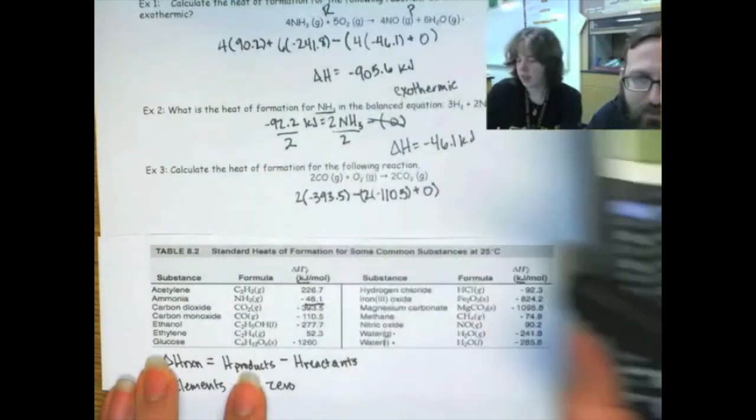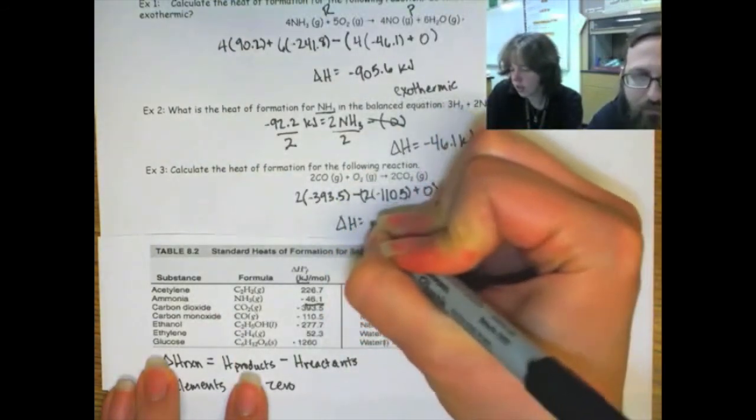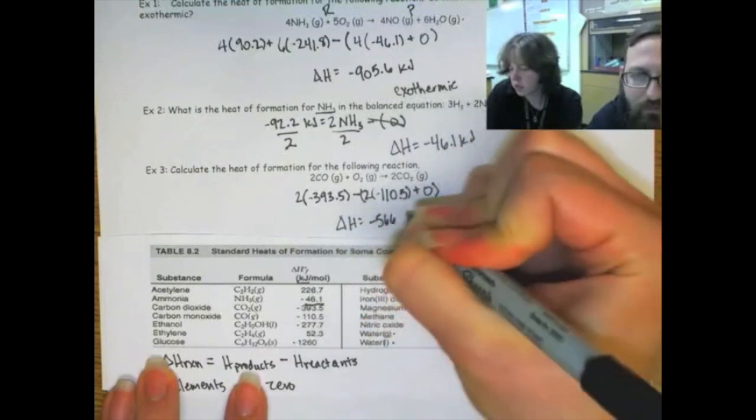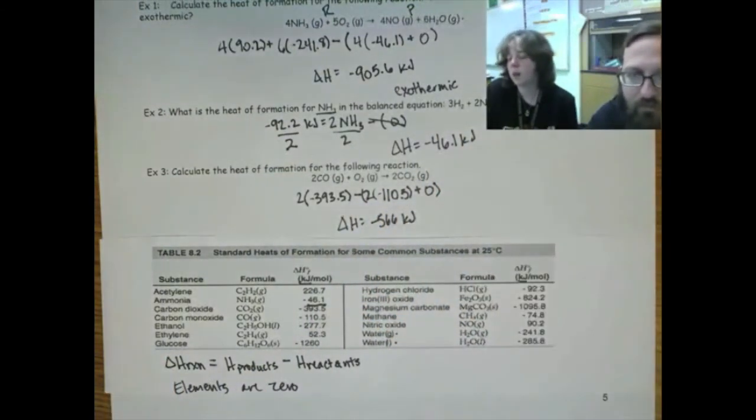So our delta H is negative 566. Remember, these are going to be kilojoules. It doesn't ask us this, but if we've got a negative heat of reaction, is it endothermic or exothermic? It's exothermic, because we're giving away that energy.